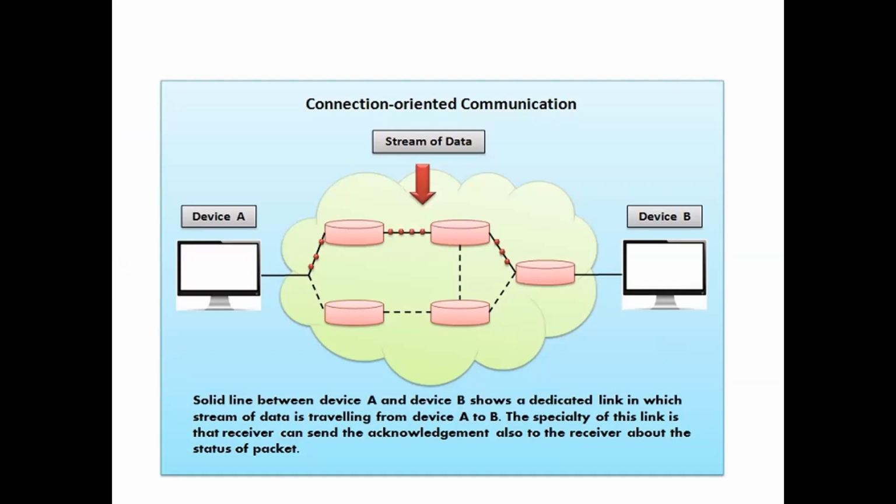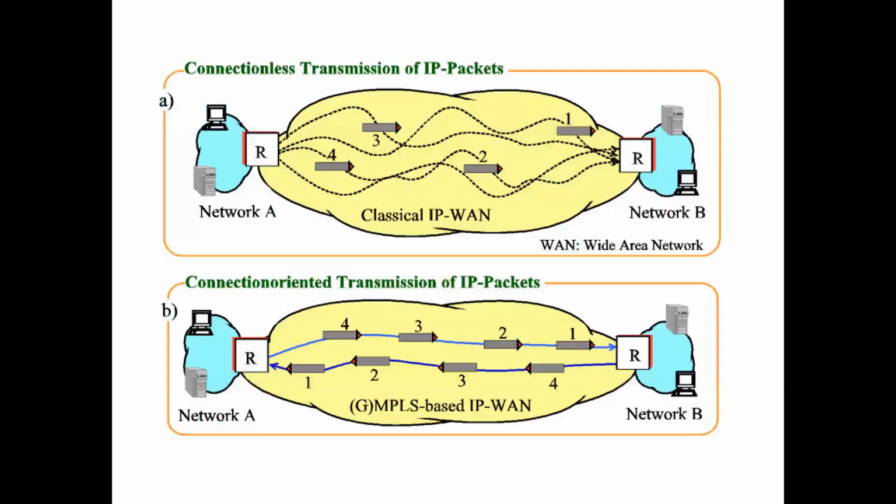What is acknowledgement card post? When you send the letter, the receiver will sign it and forward it to you. So that acknowledgement card will come to you. You will understand that the post or the letter has been received by the intended recipient. So that is a connection-oriented protocol.